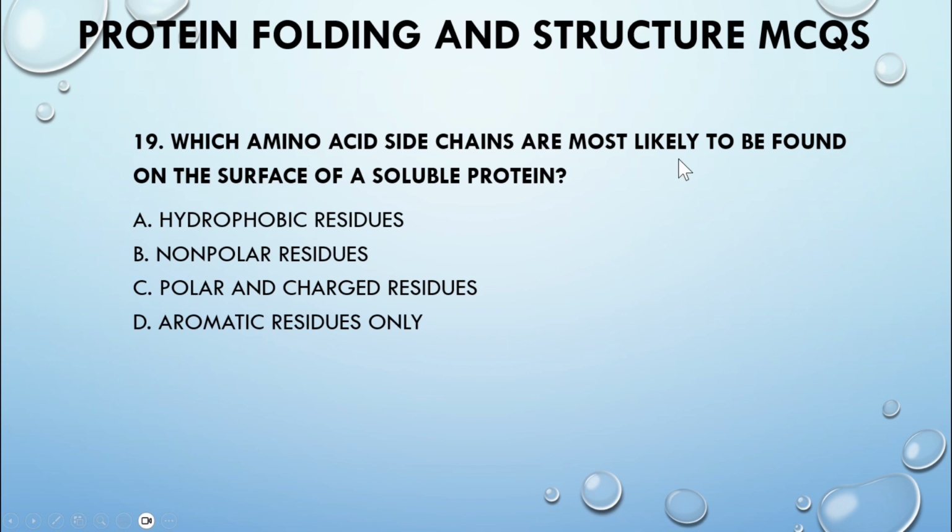Number 19. Which amino acid side chains are most likely to be found on the surface of a soluble protein? A. Hydrophobic residues, B. Non-polar residues, C. Polar and charged residues, D. Aromatic residues only. The correct option is C, polar and charged residues.